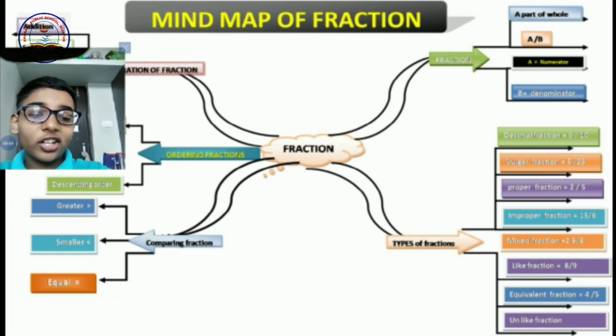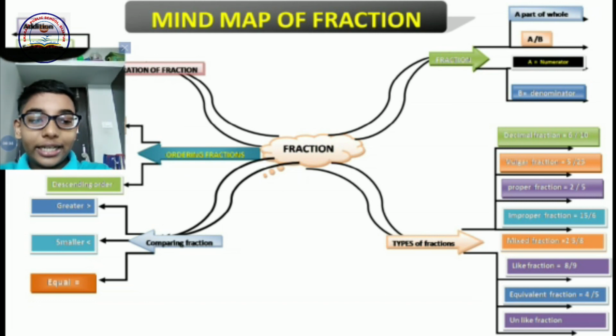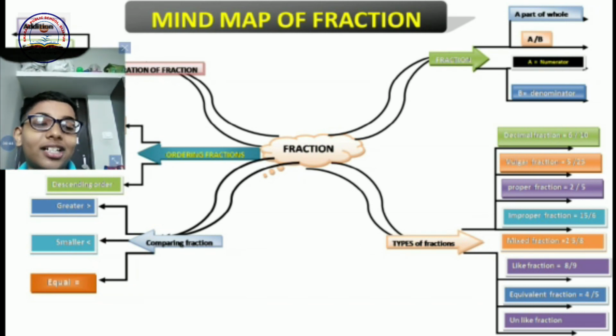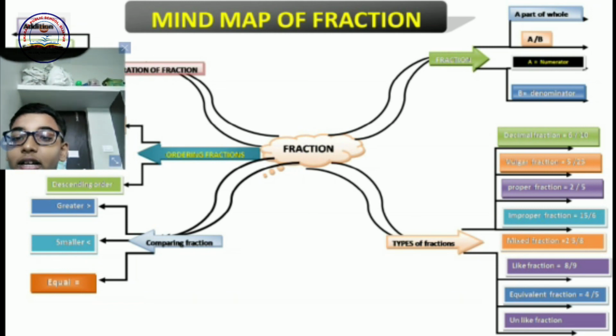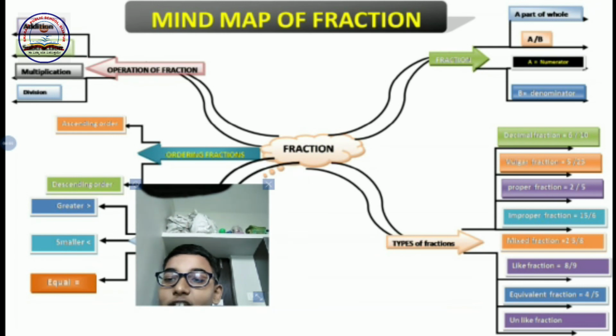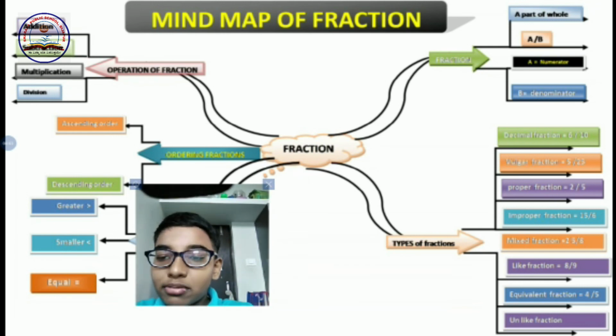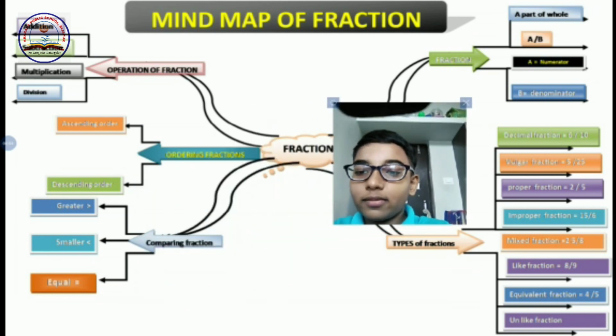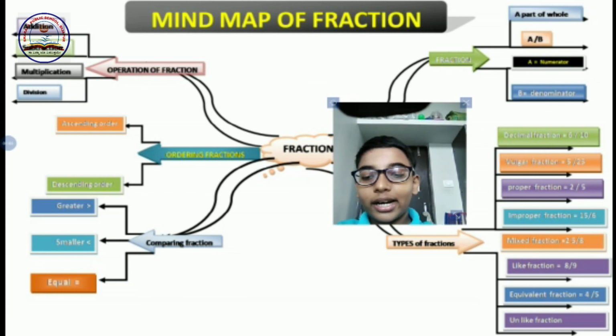Next we will go for types of fraction. There are 8 types of fraction: decimal fraction, vulgar fraction, proper fraction, improper fraction, mixed fraction, like fraction, equivalent fraction and unlike fraction. Now we will go for operation of fraction: addition, subtraction, multiplication, division. Ordering of fraction: ascending order, descending order. Comparing of fraction: greater sign, smaller sign and equal.